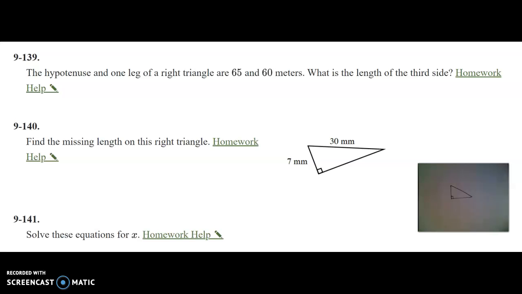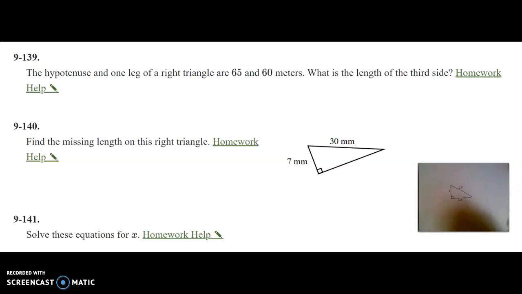The answers were posted on the link already, but the first one, 139, said the hypotenuse and one leg of a right triangle are 65 and 60. Hypotenuse is the longest side, so 65 has to be this side, and 60 could be either of these. Let's just make it the bottom side length. And they're asking you how long the third side is, so this is the question mark.